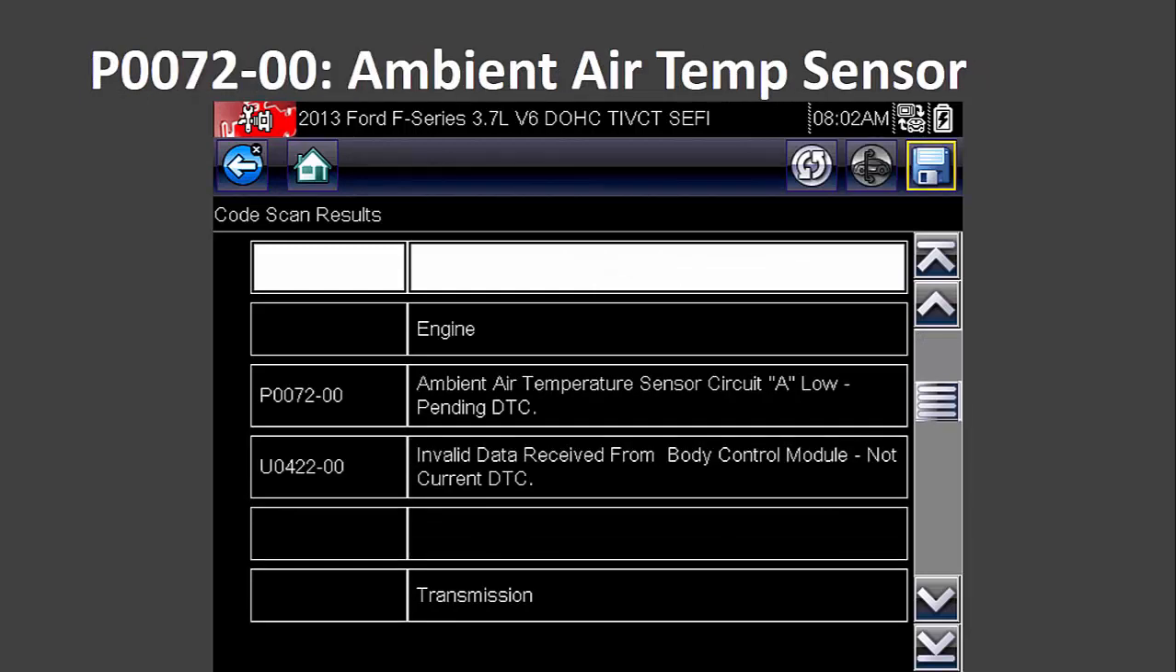One of the things that wasn't a complaint, but we noticed, is that there's a P0072, and that's the ambient air temp sensor circuit low. So I'm definitely going to take a look at that in this case study as well, because I want to make sure this thing gets fixed right.